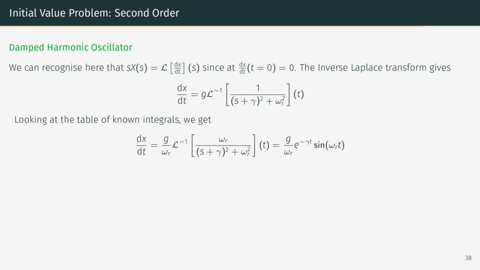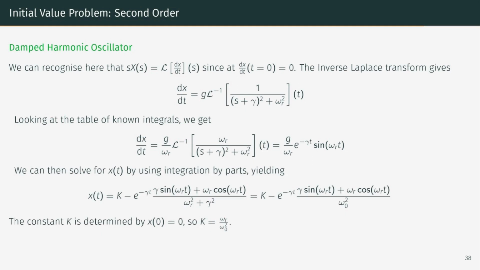Looking at the table of known integrals, we can then see that dx over dt equals g over omega r times the inverse Laplace transform of omega r over s plus gamma squared plus omega r squared, which equals g over omega r times e to the negative gamma t times the sine of omega r t.